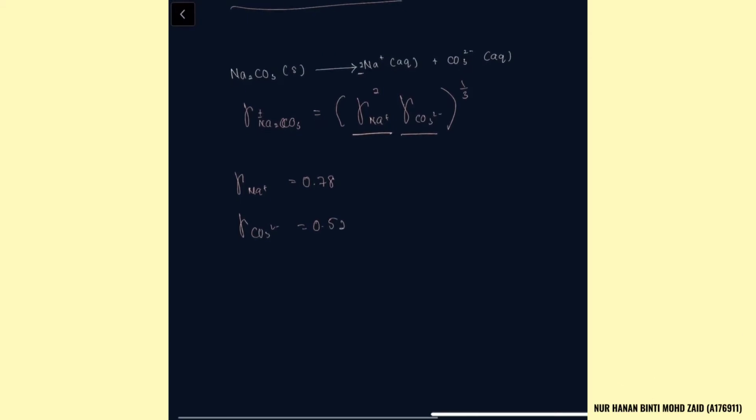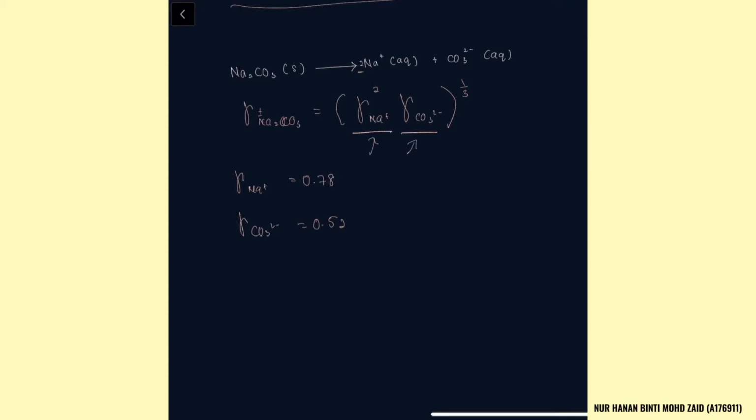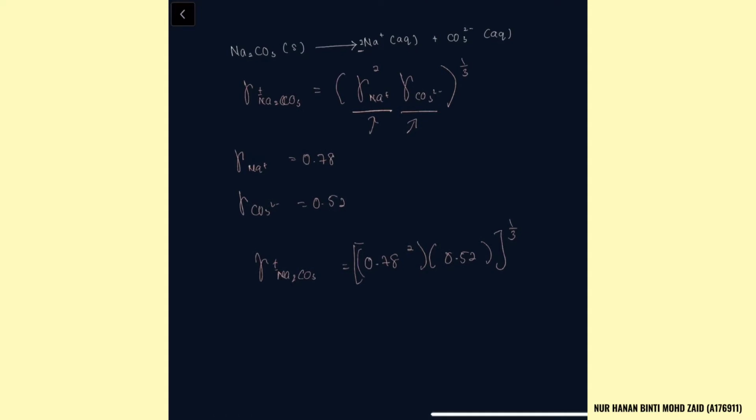So untuk cari mean ionic activity coefficient for Na2CO3, kita just masukkan je dalam equation yang ni. So kita akan dapat gamma plus minus Na2CO3 is equal to 0.78 kuasa 2, sebab dia punya nu plus is 2, dan didarabkan dengan 0.52, kuasa 1 je sebab nu minus dia 1, and kurungkan power of 1 over 3. So kita akan dapat nilai dia 0.68.